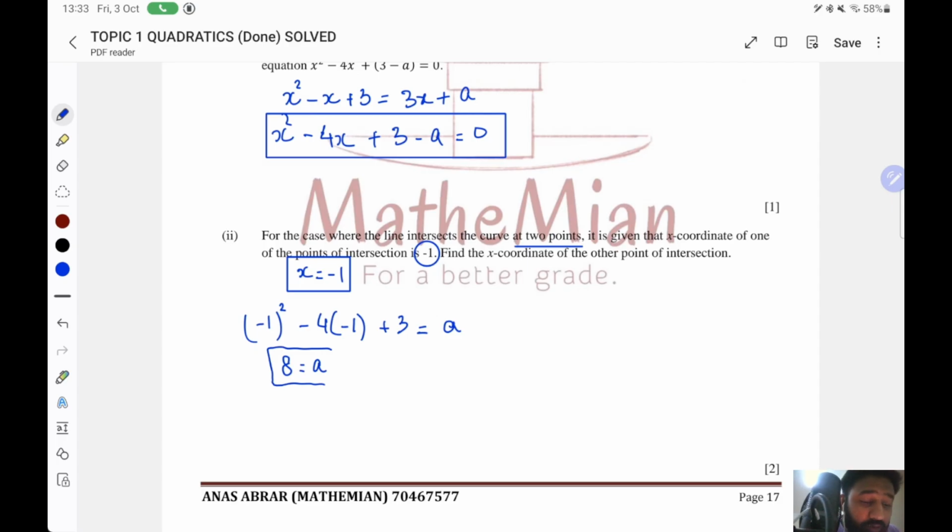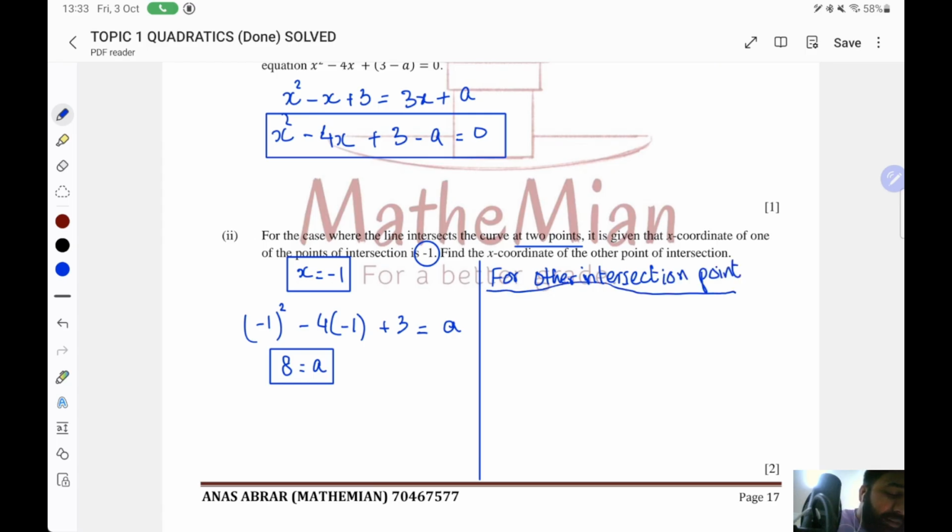Now he says to find the x coordinate of the other point of intersection. So to find the other intersection point, did you understand this part? He says that the equation we just found, the intersection equation, is the place where the line and the curve intersect at two different points.